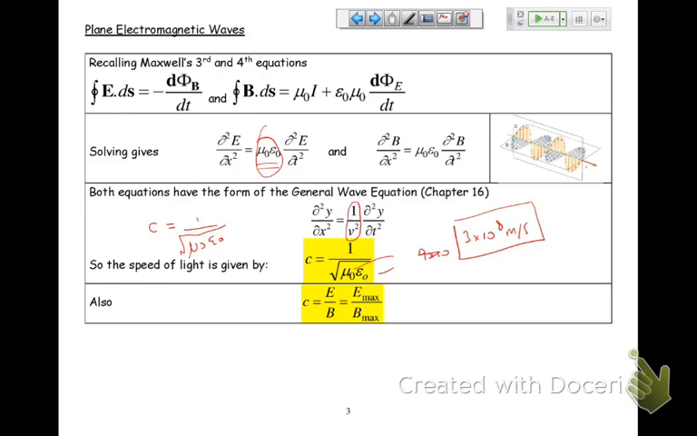The next thing I want you to know is that the speed of light is equal to E over B, which equals E max over B max. So C is equal to E max over B max. There's always the question of how you remember stuff like that. B max times C is equal to E max, and the way I remember it is it goes A, B, C, D, E. It's going alphabetically at that point.